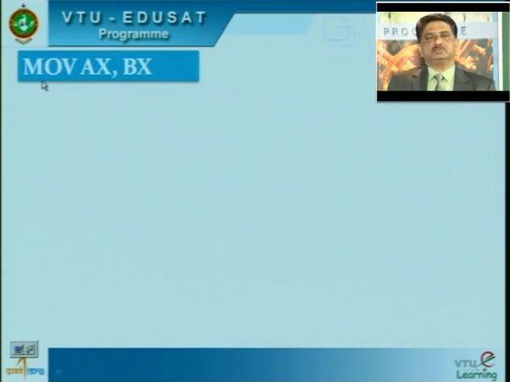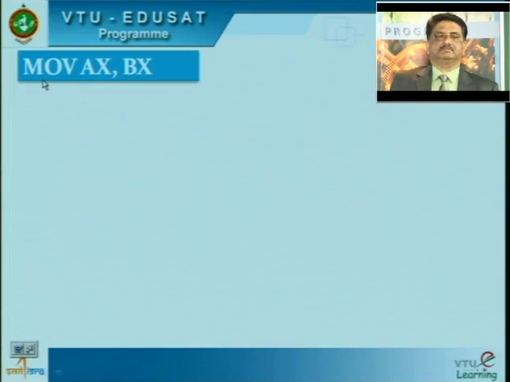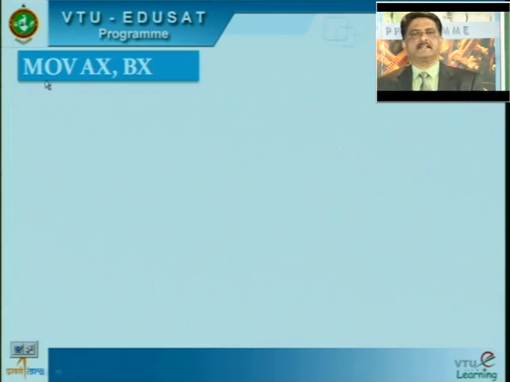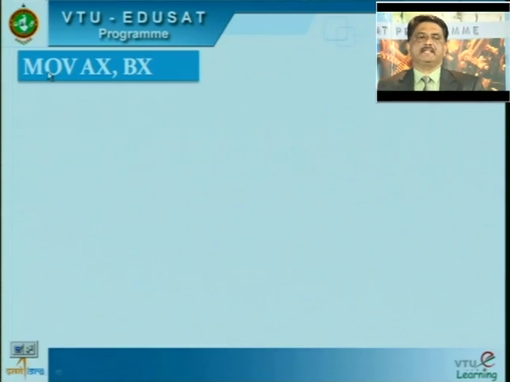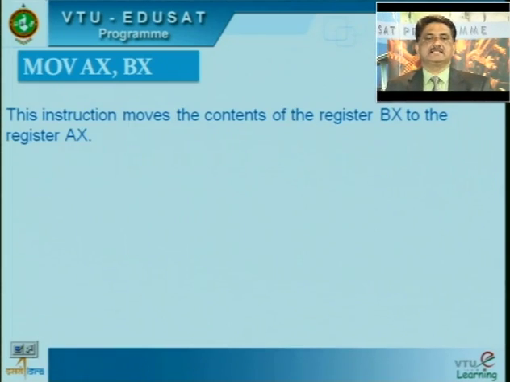Let me get into the instructions directly. The very widely used data transfer instructions, the first category, is MOV register comma register, where I have taken an example of MOV AX comma BX. This instruction moves the content of register BX to register AX.